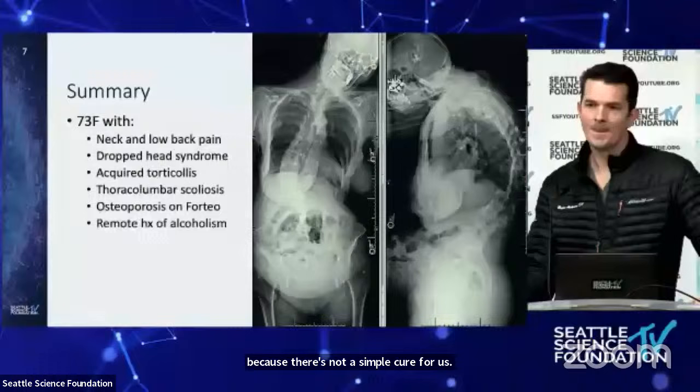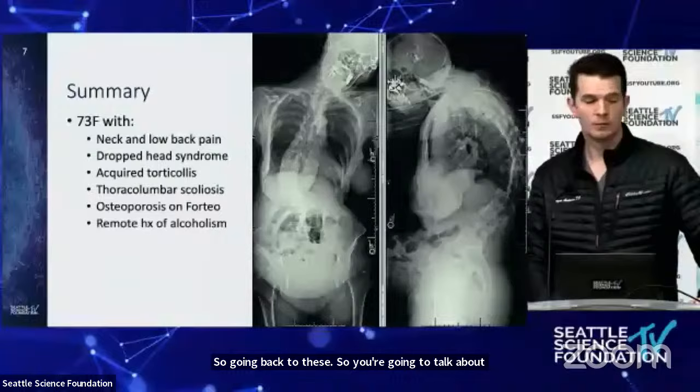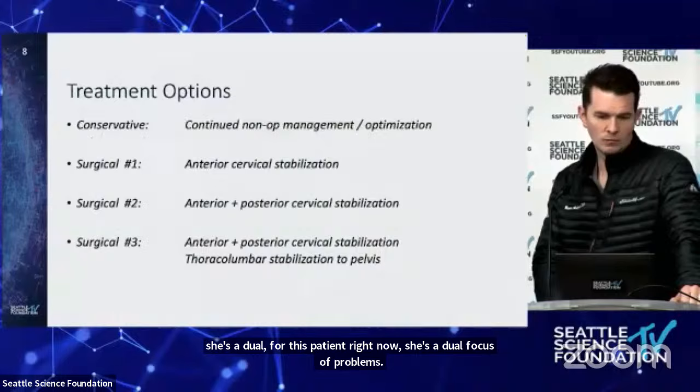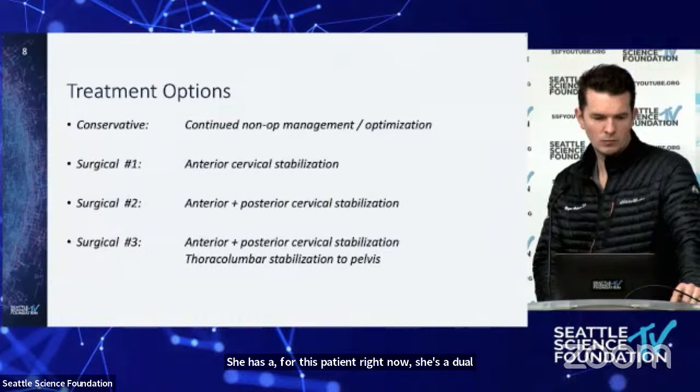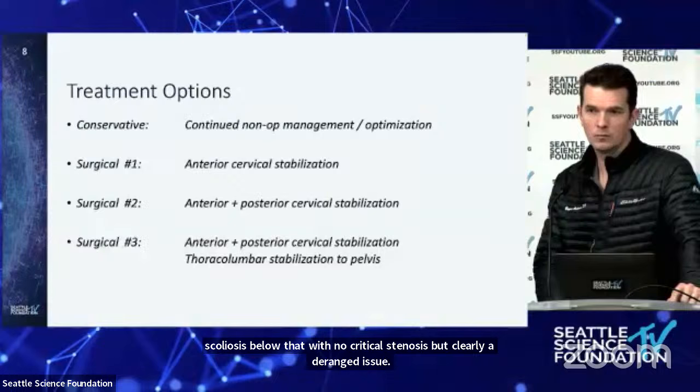So going back to these images, you're going to talk about traction. Obviously, for this patient right now, she has a dual focus of problems. She has dropped head syndrome, which makes food intake progressively harder. And she has a scoliosis below that with no critical stenosis, but clearly a deranged issue. She also has osteoporosis, which for a year has been treated with anti-resorptive and then with anabolic agents.